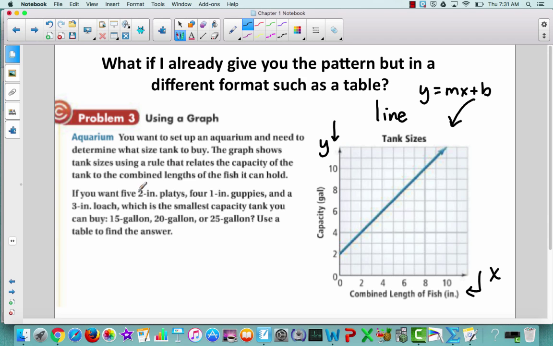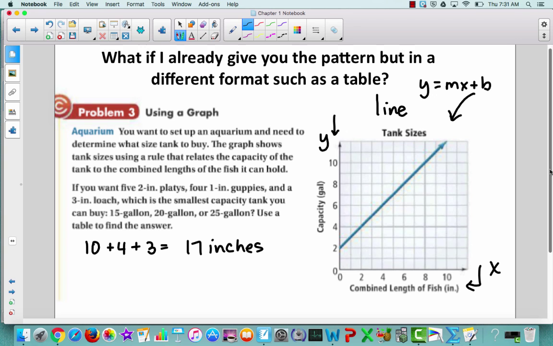Well, the first thing I'm going to do is add up the inches that I need. So I've got 5 2-inch, which is 10 inches. I've got 4 1-inch, which is 4 inches, and I've got 1 3-inch loach, so that's 3 inches. So I have 17 inches of fish that I want to deal with, okay?